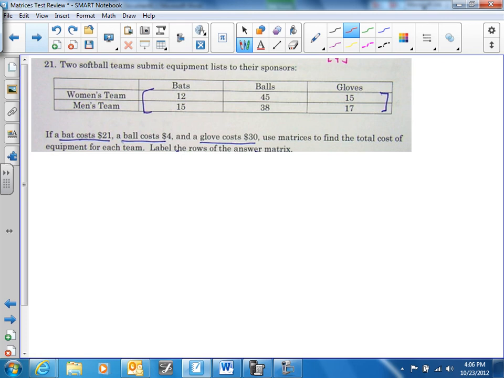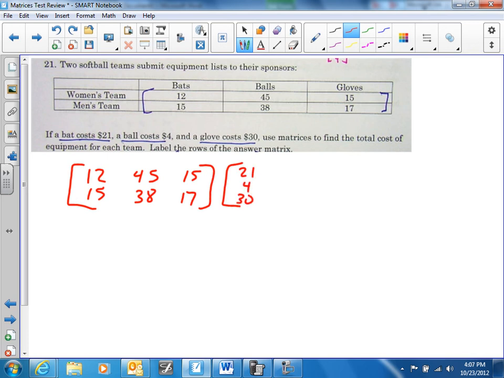Remember, women's team, bats, balls, and gloves. So this is going to be 12, 45, 15, 15, 38, 17 times 21, 4, 30. And basically what that means is, hey, it's $21 for your bats plus $4 for the balls plus $30 for the gloves. So if you were to do that, you get 12 times 21 plus 45 times 4, that's simply doing this right here.